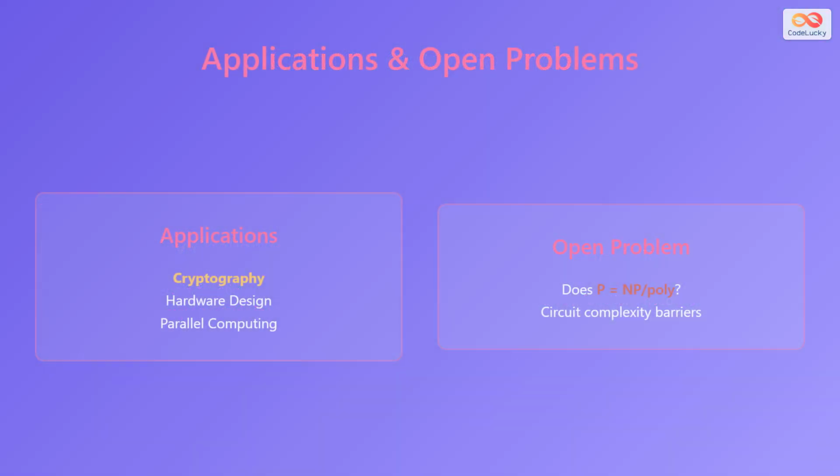Circuit complexity has numerous practical applications, including cryptography, hardware design, and parallel computing. However, significant open problems remain. One of the most intriguing questions is whether P equals NP/Poly, which explores the relationship between polynomial time algorithms and polynomial size circuits. Addressing these questions will not only deepen our theoretical understanding, but also unlock new possibilities in computer science.